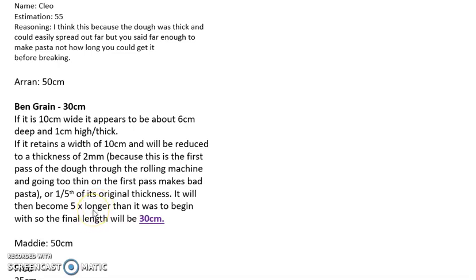This was the best year 7 answer, I thought. It's basically saying that because the pasta became 1/5 as thick, it would have to get 5 times longer. That is exactly right. It's just that the measurements he's used are slightly off. It wasn't really 6 centimeters deep and 1 centimeter thick. It was actually a bit more than 1 centimeter thick. It was more like 2.